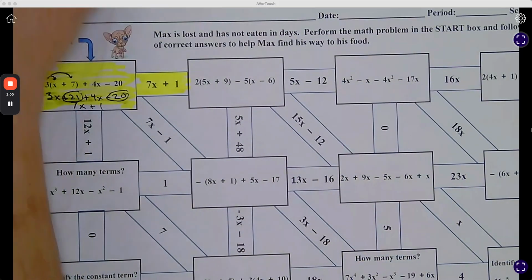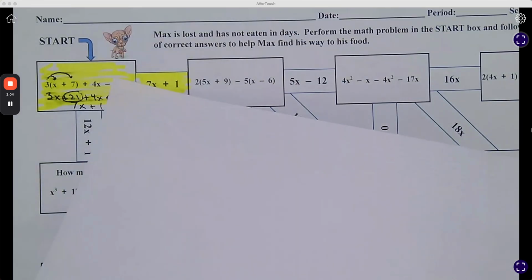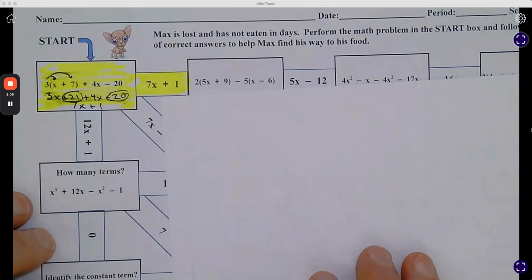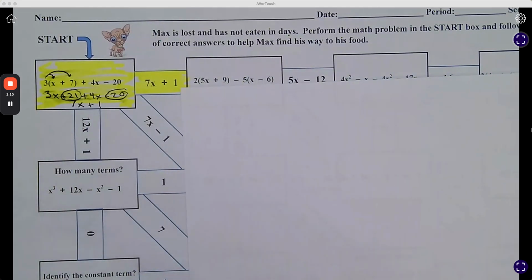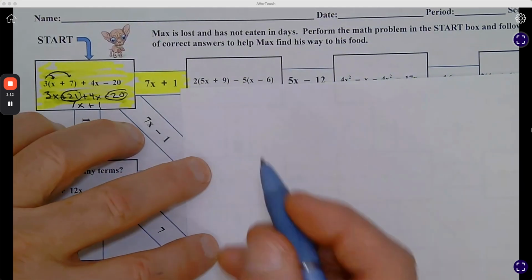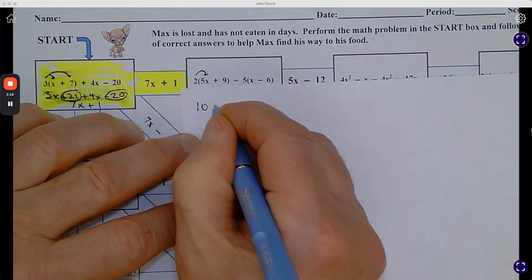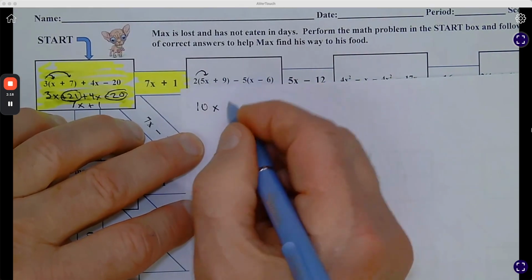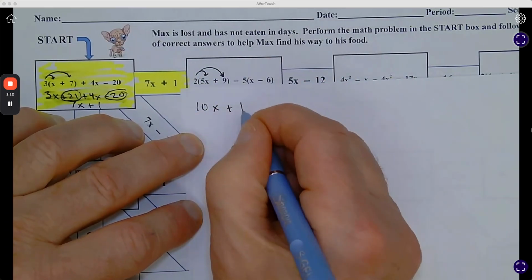Okay, so when I perform this mathematics, I'm going to do it on a separate piece of paper because, you know, they got a little crowded in there. So I'm going to go ahead and do it on this piece of paper right here. Okay, so distribution, 2 times 5, that's 10, good job. A positive times a positive is a positive, and then 2 times 9, 18.